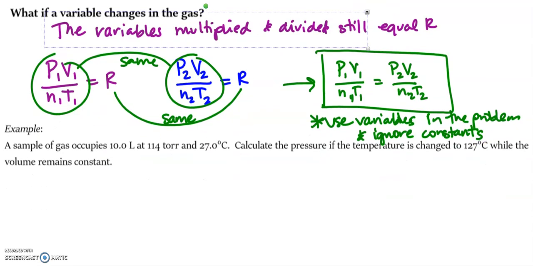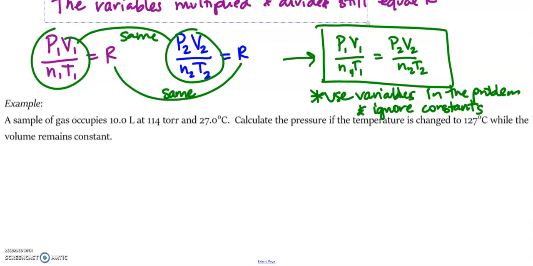All right, so we'll do two examples. It says a sample of gas occupies 10 liters at 114 torr and 27 degrees Celsius. Calculate the pressure if the temperature is changed to 127 degrees Celsius while the volume remains constant. So we know the temperature is changing. Let's underline and label what we know. 10 liters is a volume. 114 torr is a pressure. 27 degrees Celsius is a temperature. Now these are all together at the same time, so I'm just going to put ones by all of these.